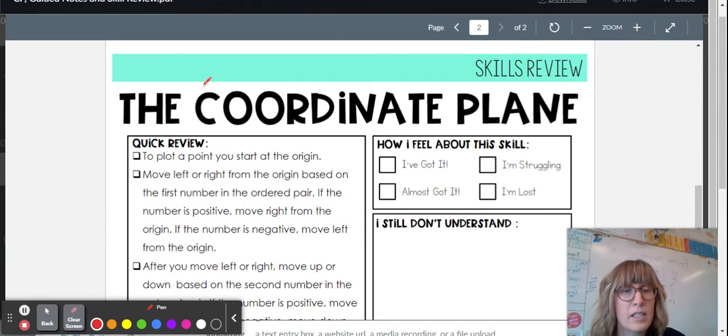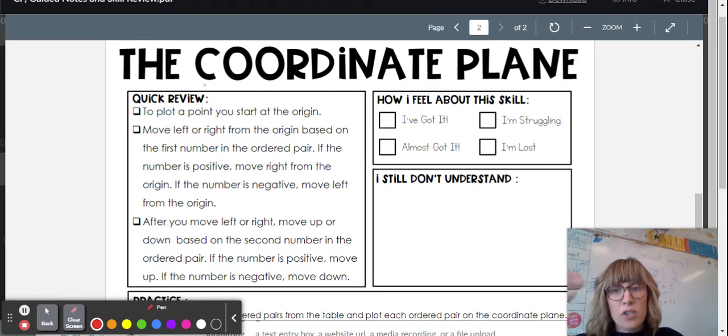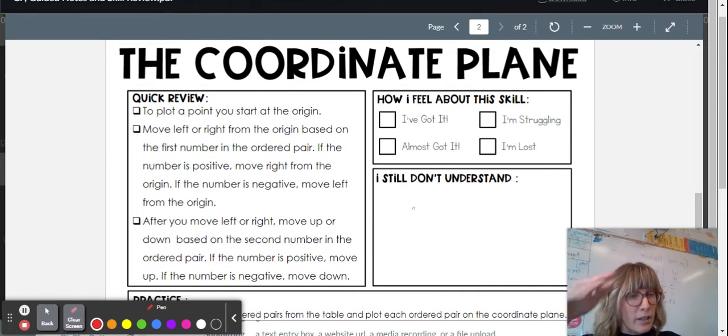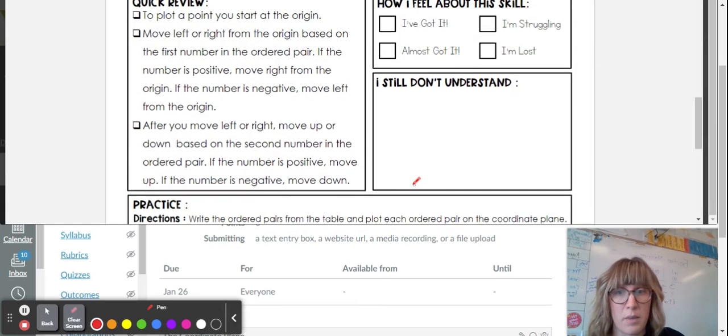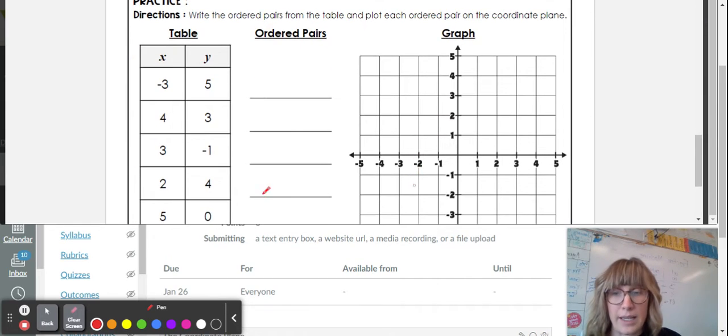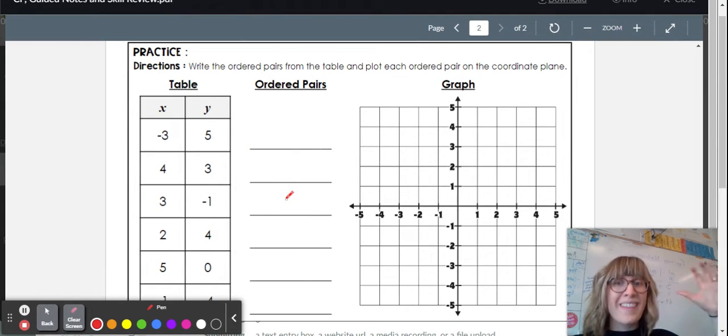So here we are in this skills review. Here's a quick review, right? You can read it on your own. I recommend underlining or highlighting things that stand out to you. Think about how you're feeling about this skill and what is really clear, extra notes to yourself, or if there are things you don't understand, you can write them here. So for a little bit more practice, you're going to do the same thing, but in the opposite direction.